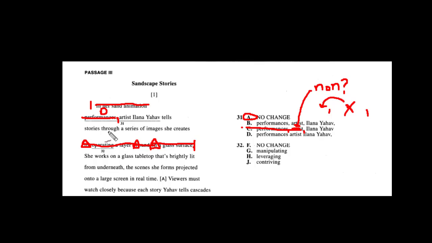Artist Ilyan tells stories through a series of images she creates. Still independent. If we wanted to go further, we could go ahead and cross this out: of images she creates. Artist Ilyan Yahav tells stories through a series. Okay, that's still an independent clause. We pruned it out, made the sentence a little bit shorter, easier to read. Bottom line comes down to this, 31A.